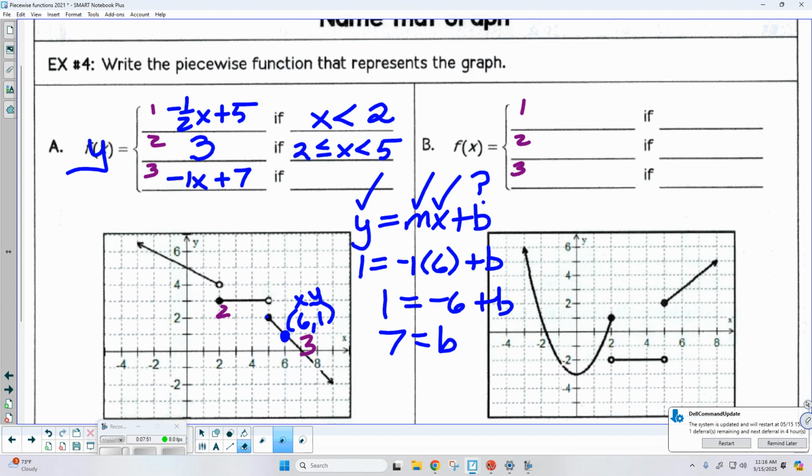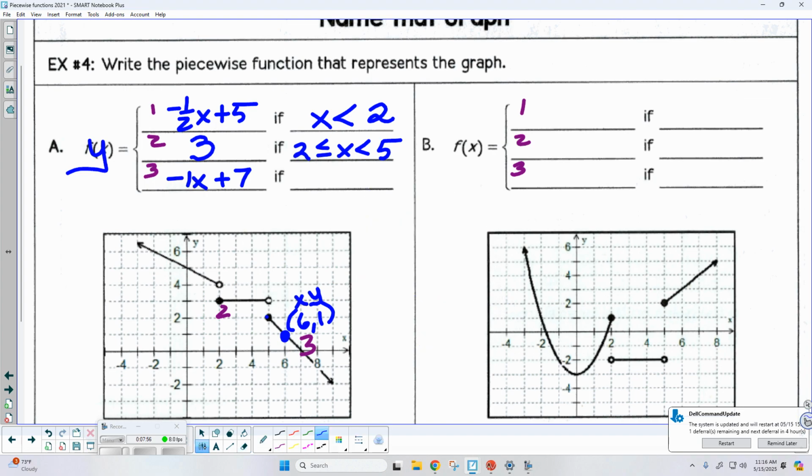Now here's the last thing. What's the subdomain? Where is it allowed to exist? All x what? There we go. All x greater than or equal to 5. There you go. That's a piecewise function.